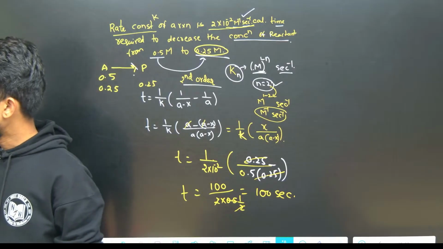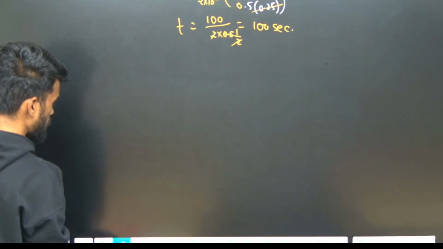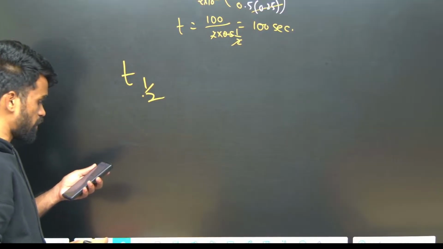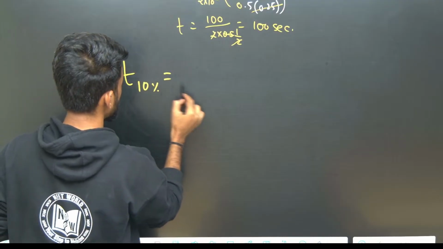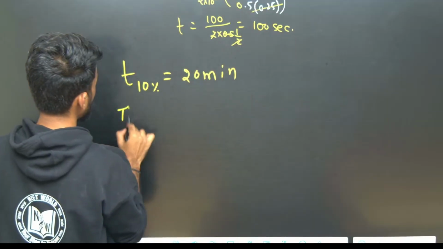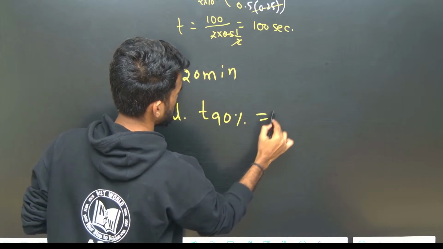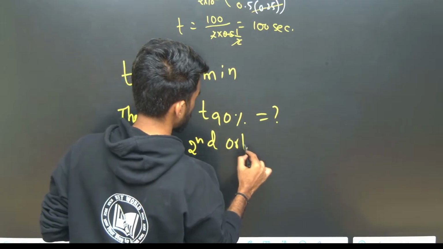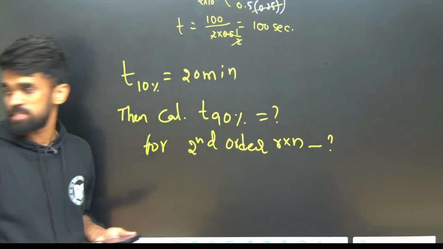See, next thing is, I have one more question. Write this question. I am giving you T 10% of the reaction, and T 10% of the reaction is 20 minutes. Then calculate T 90% for a second order reaction. So these are the other model questions that you can expect from this concept.